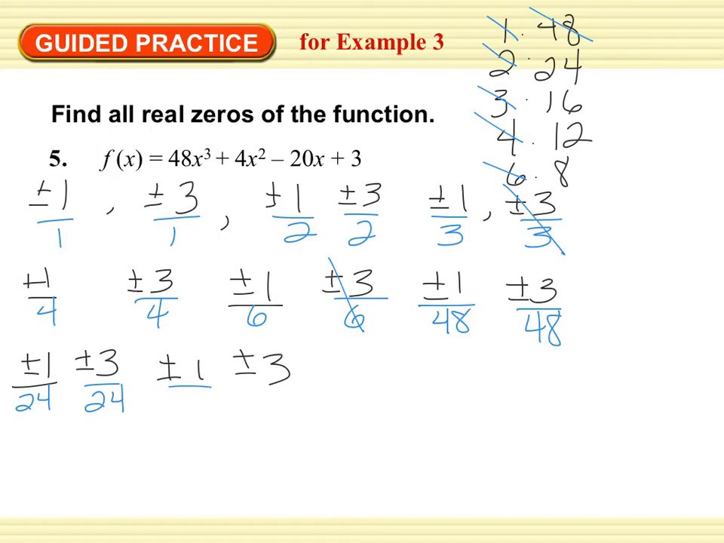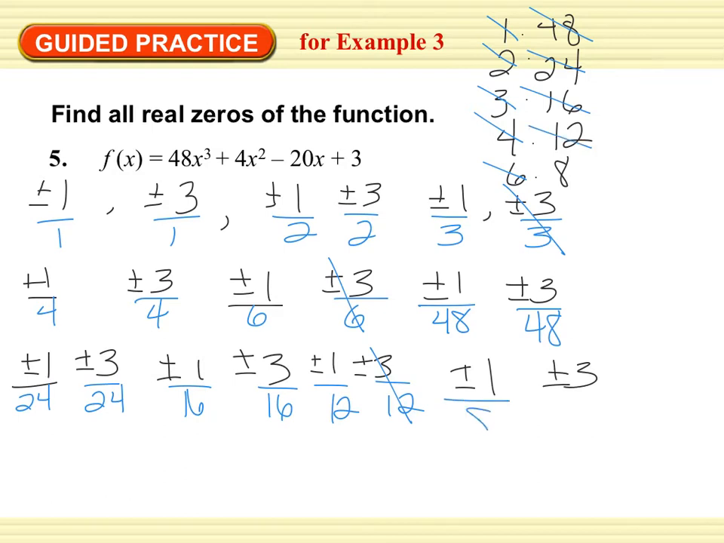So we have over, let's see what we just did, now 16 and 16. Goodness, I'm still doing it. Plus or minus 1, plus or minus 3, and we're over 12 and 12. 3 over 12 is the same as 1 over 4, which we already have, so I don't need that one. And over 8 and over 8. So lots of possibilities for this one, which is super crazy.